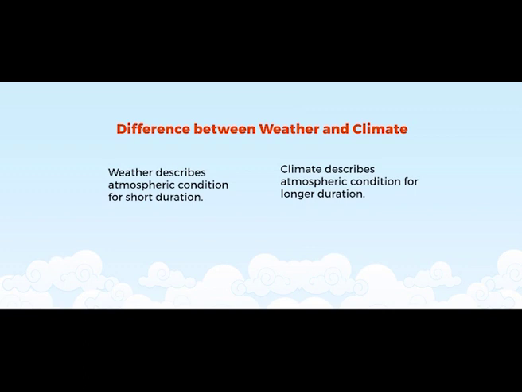The second difference is that weather changes frequently. That means weather can change hour to hour, minute to minute, day to day. But climate does not change frequently. That means climate is like a permanent.